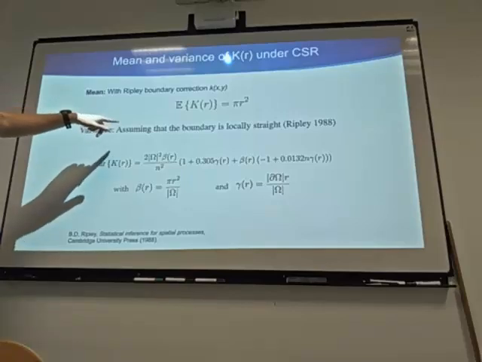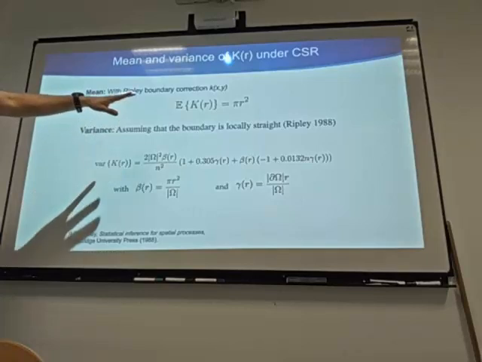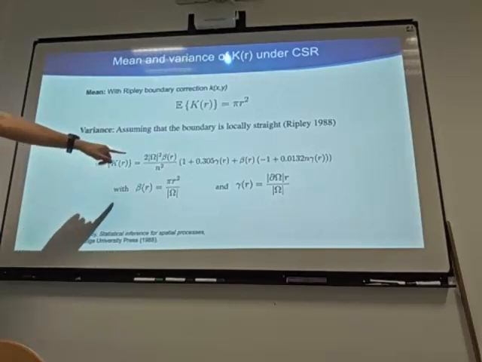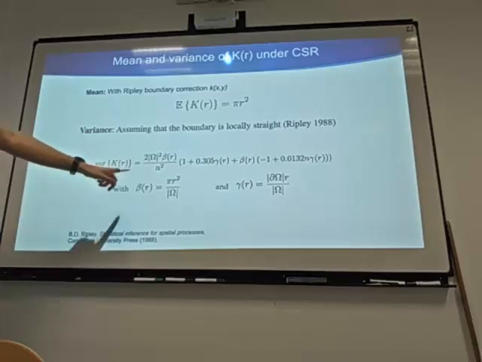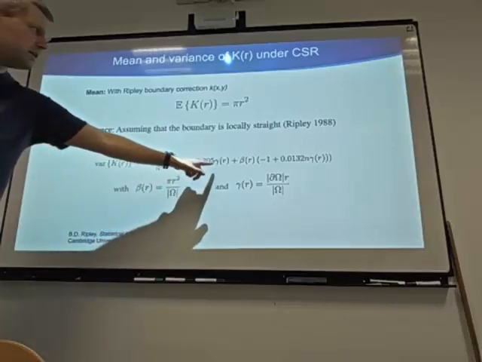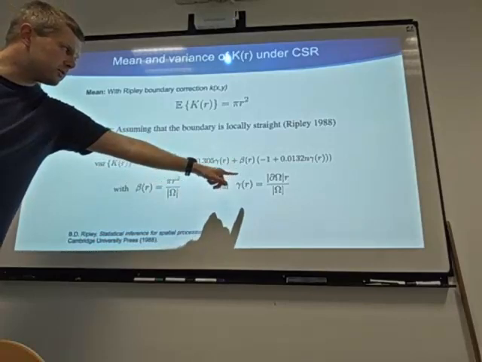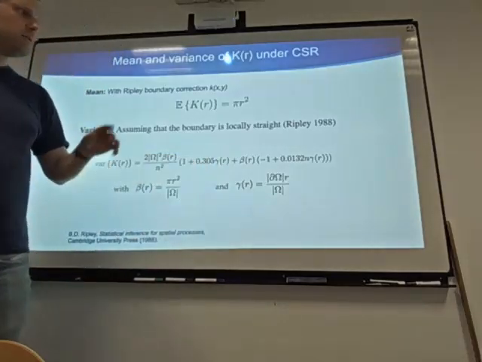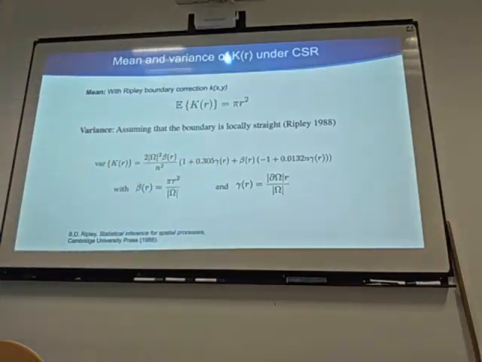The computation is a bit tricky, but if you assume that the boundary is locally straight, you can do some computation. You can read the book, but he derives the variance, which is this term: beta pi R squared divided by omega, and gamma, which is the perimeter of the domain, R divided by the domain. Here you have strange constants that come from numerical approximation of some integrals.